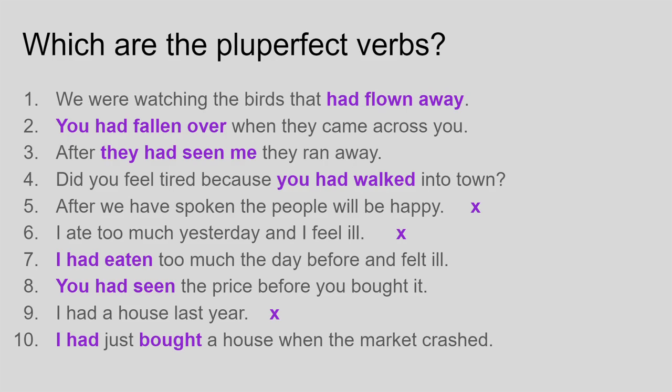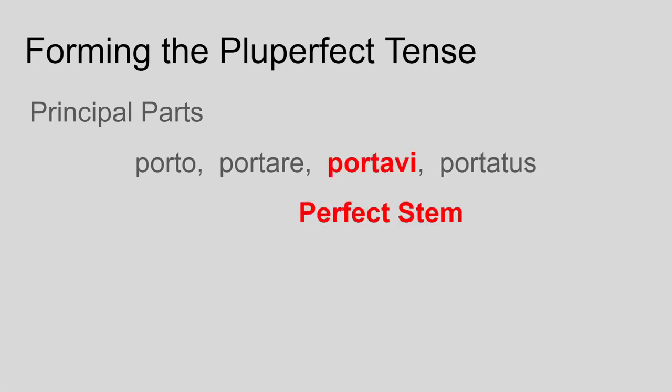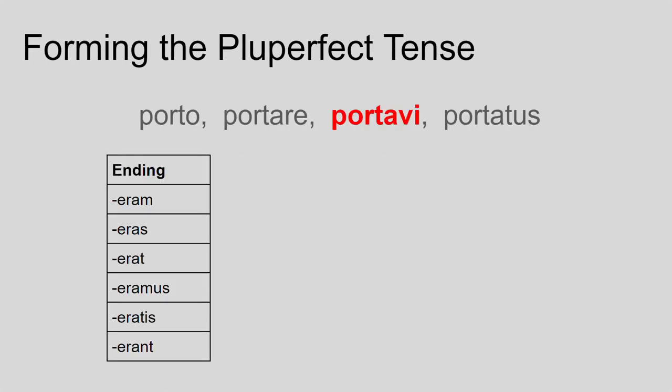This is because Latin uses really clear endings for the pluperfect. To form it, you use the third principal part of a Latin verb. Let's take porto as my example. The principal parts are porto, portare, portavi, portatus. So I take the perfect stem, portavi. You take off the i, which is the perfect ending, and add these endings on.